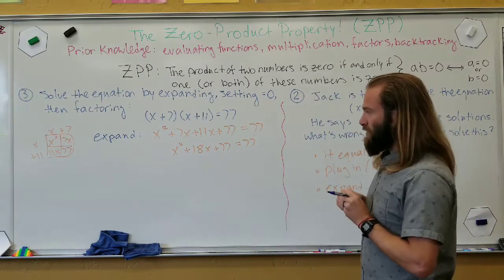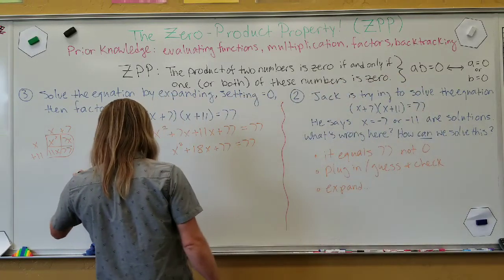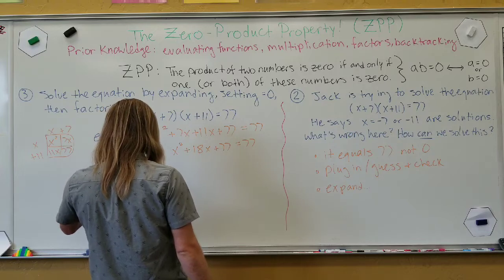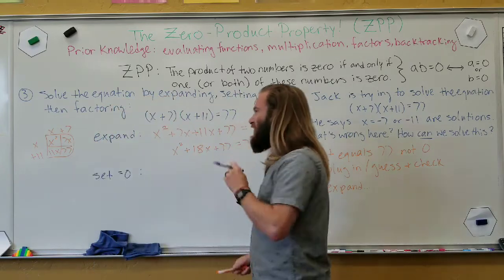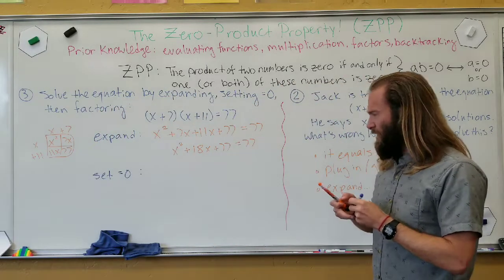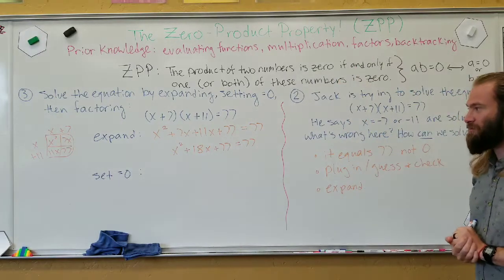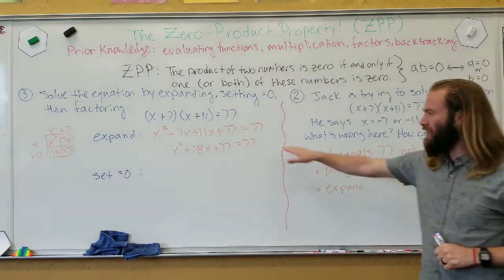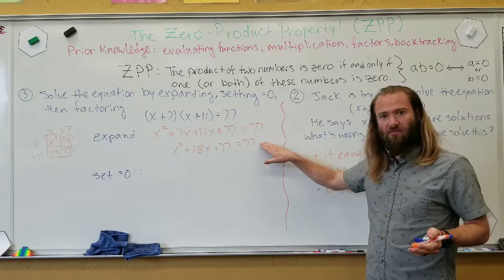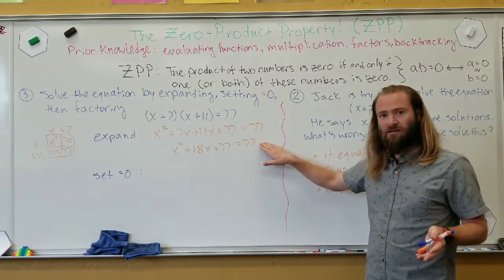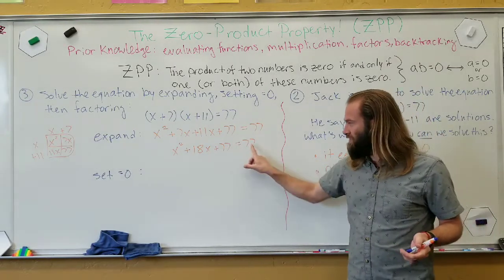Okay, so there's the first part I said, and then I said set equal to 0. So let's go ahead and write that next. Set it equal to 0. Well, remember, that's how I have to solve using the zero product property. It's got to be equal to 0, right? How can I make this thing equal 0? What should I do to both sides? I should subtract 77, right?